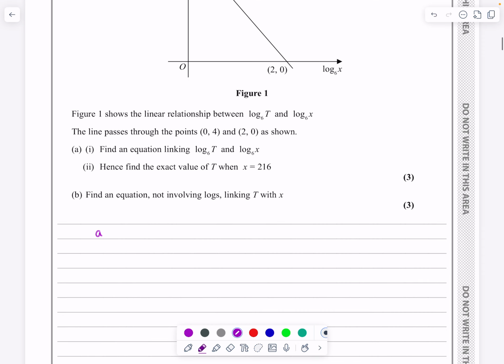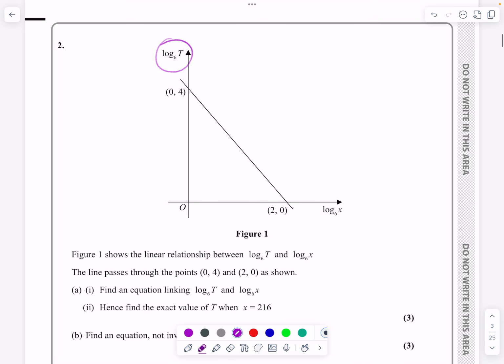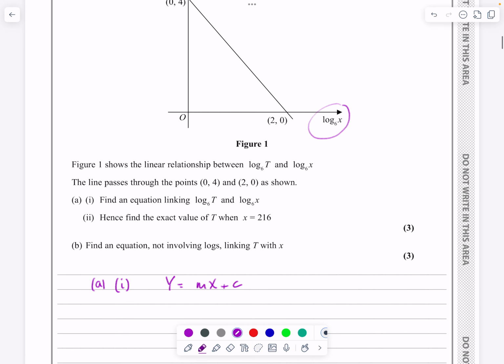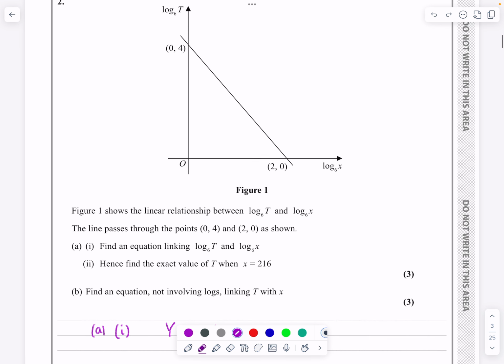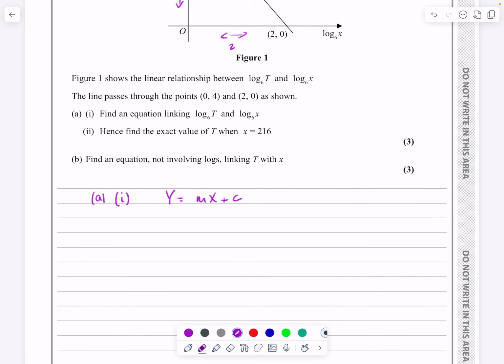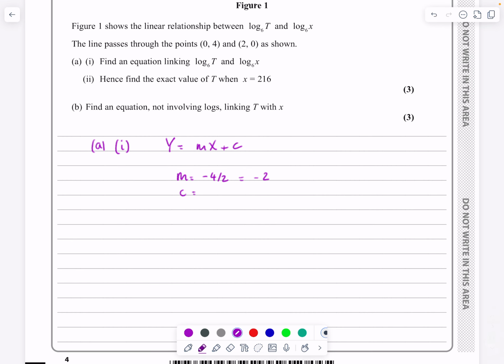If we look at part A, then if it's a linear relationship, the most famous linear relationship I know is y equals mx plus c, where in this case, y is going to be our log 6 of t, x is going to be our log 6 of x. But what we can do very quickly is work out what m and c are from the diagram. For m, I've got 4 divided by 2, and I can see it's a negative gradient, so m is minus 4 over 2, which is minus 2. c is just equal to 4.